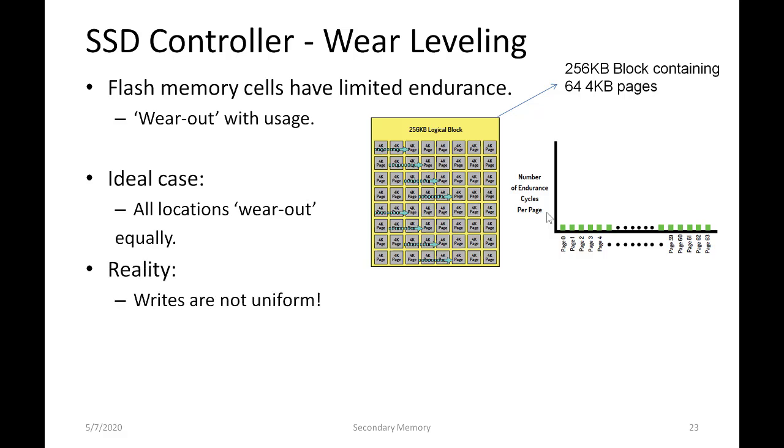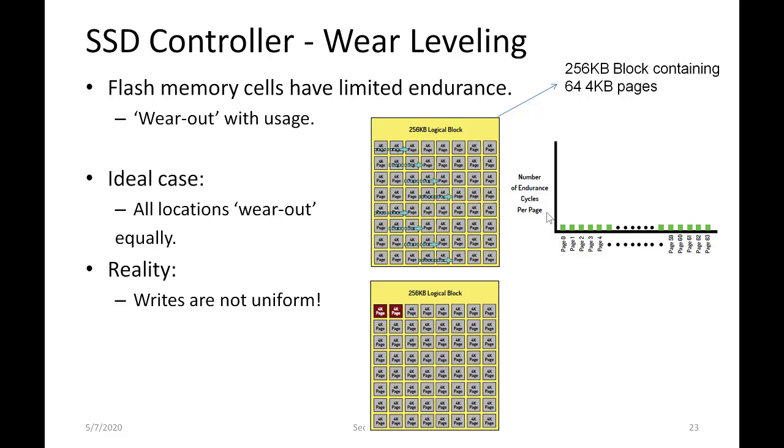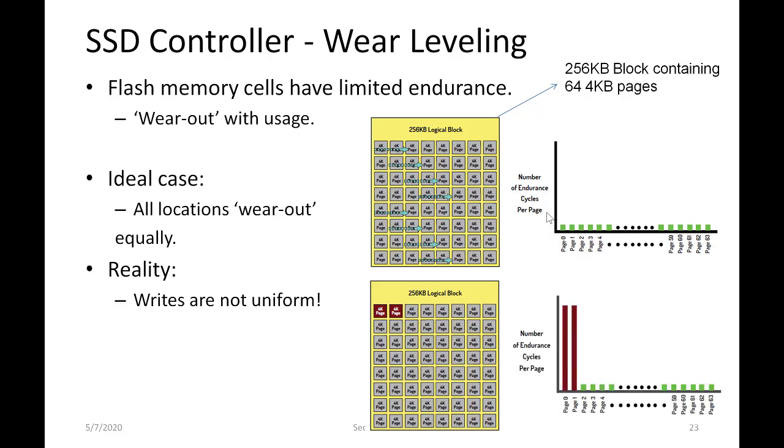But the reality is the writes of data is not uniform across pages. So here is an example of the worst case scenario where in this logical block almost all the writes were done only to the first couple of pages, page 0 and 1. In such cases, page 0 and 1 among the 64 pages will die out sooner or very fast when compared to others. So eventually this particular block will have only 62 pages within it.